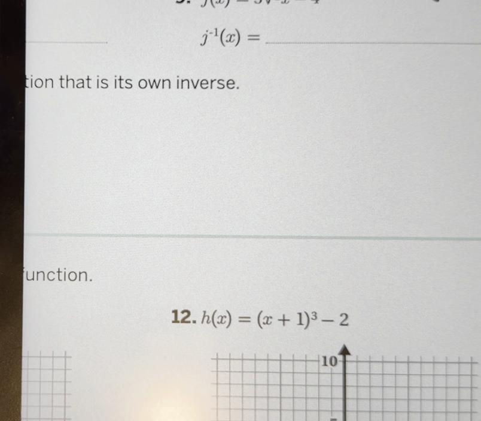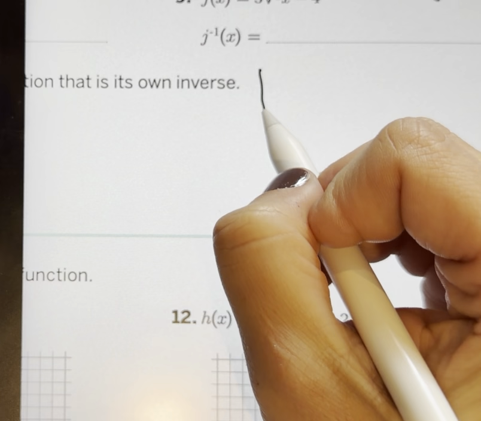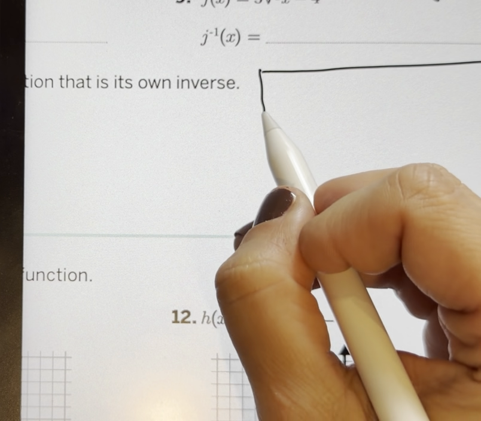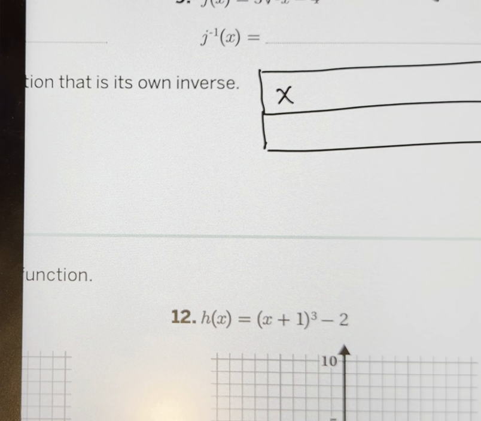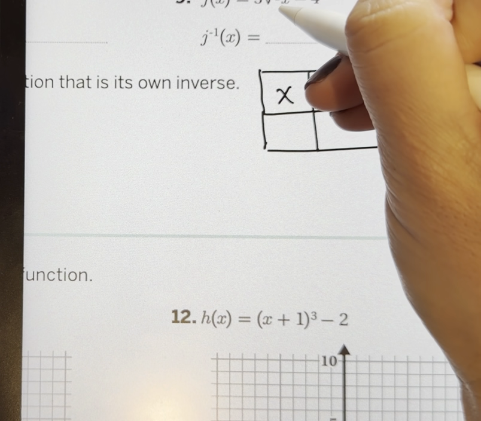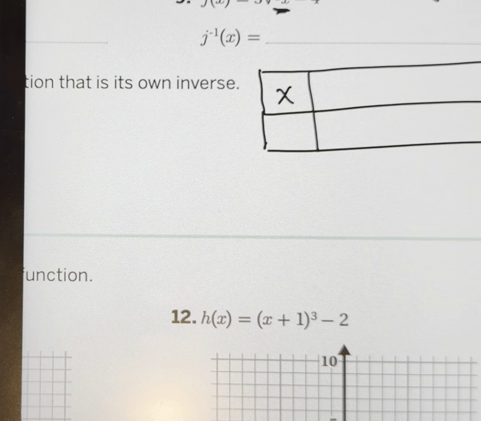Okay, and then over here, let's do this chart. Okay, we start with x. Then the first thing they do to the x is multiply by negative 1.